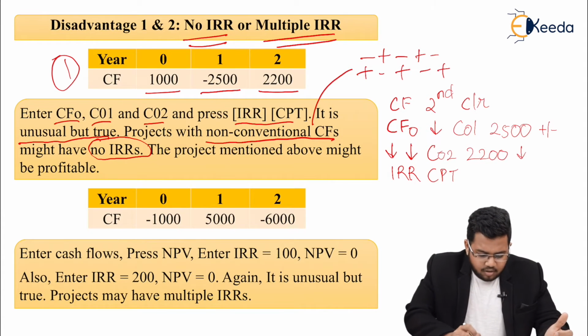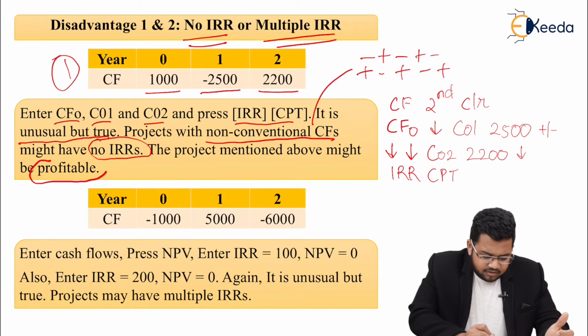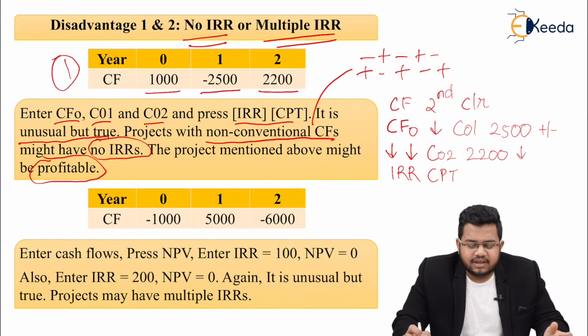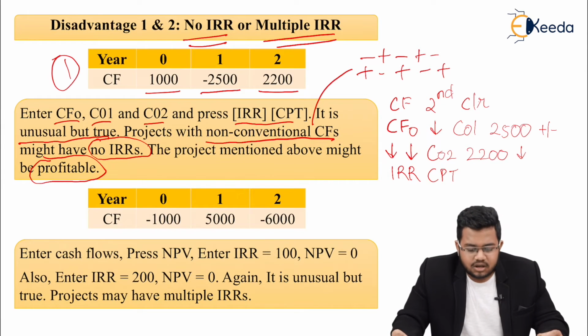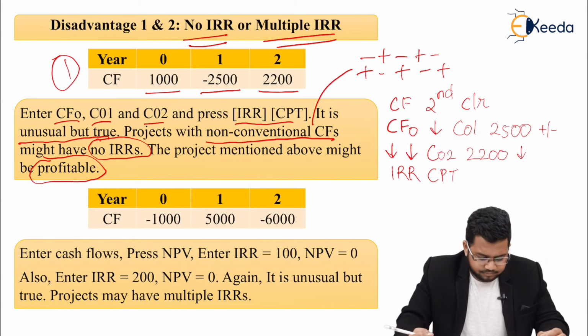So the project mentioned above might be profitable. See, even if you are not getting any IRR, it can be erroneous on the Calc, but in real life this project can be profitable. So this is the number one disadvantage of IRR method, that sometimes there might be no IRR. And if you remember, the last advantage of NPV method we had studied was that it is very much usable when the cash flow pattern is non-conventional or unconventional. So whenever there are unconventional cash flow patterns, better use NPV method.